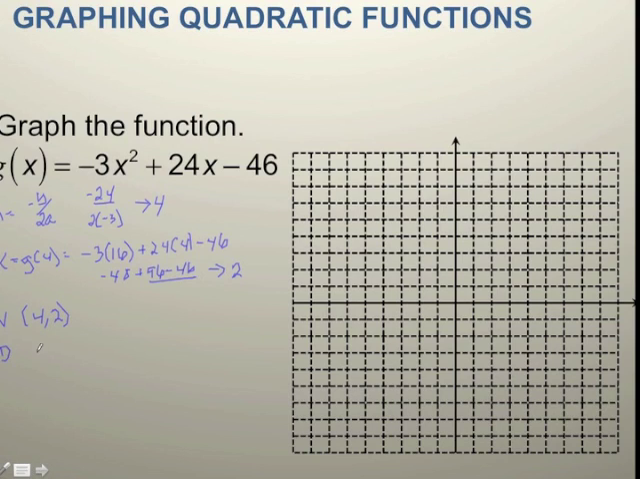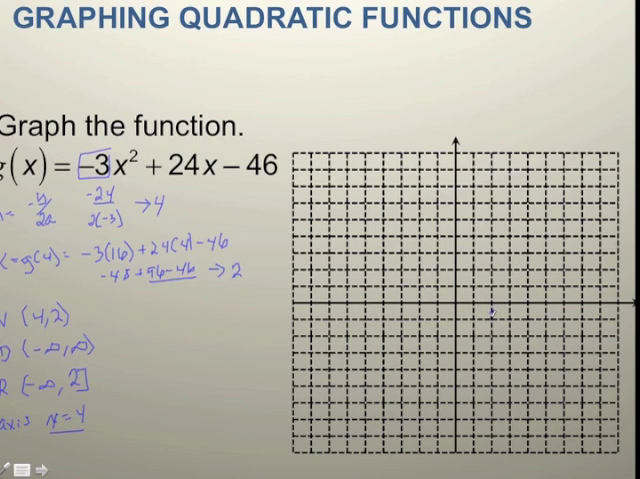That means my domain is negative infinity to infinity. My range, does this open up or down? a is negative 3, so it opens down, so the range will be negative infinity to the vertex y value, 2. The axis of symmetry will be x equals 4, notice an equation.